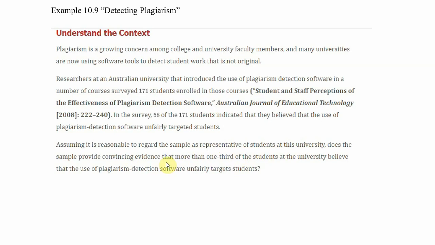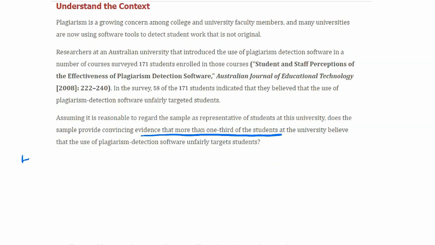So H0, we're testing against 1/3 here. In fact, basically the words are almost giving you your HA, your alternative hypothesis. More than 1/3. Is the true proportion greater than 1/3? Which means that we're going to assume that the proportion is 1/3.